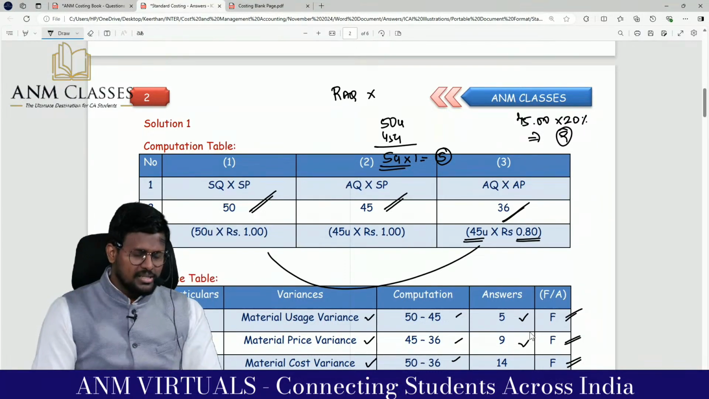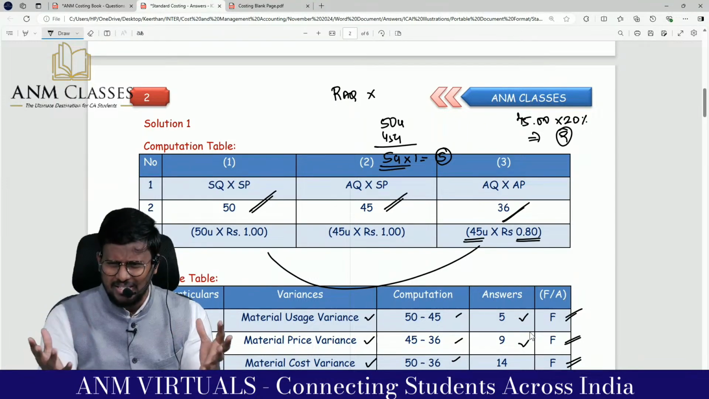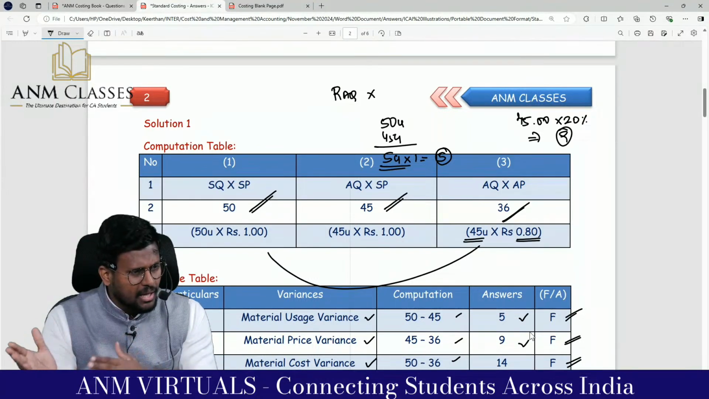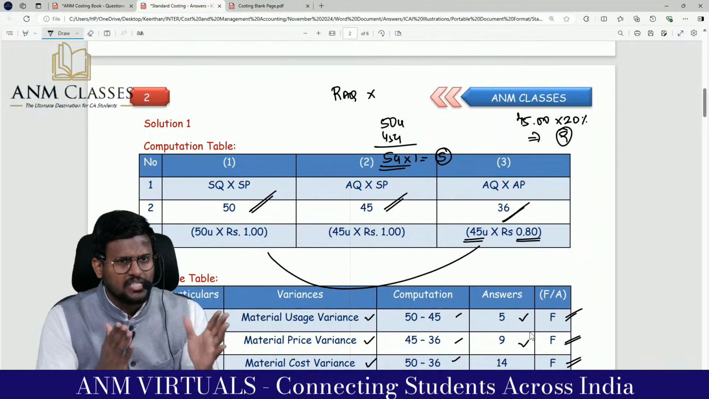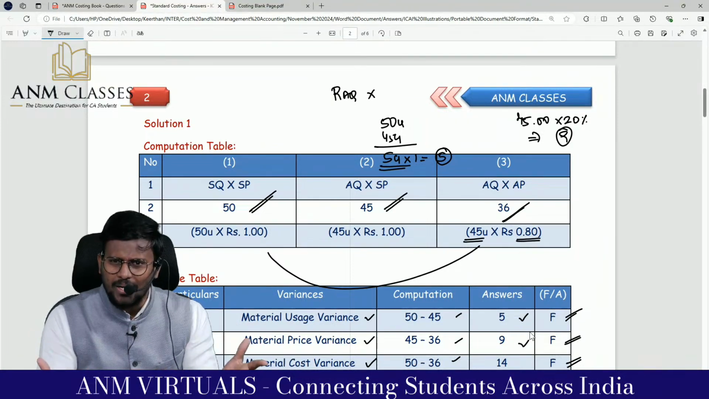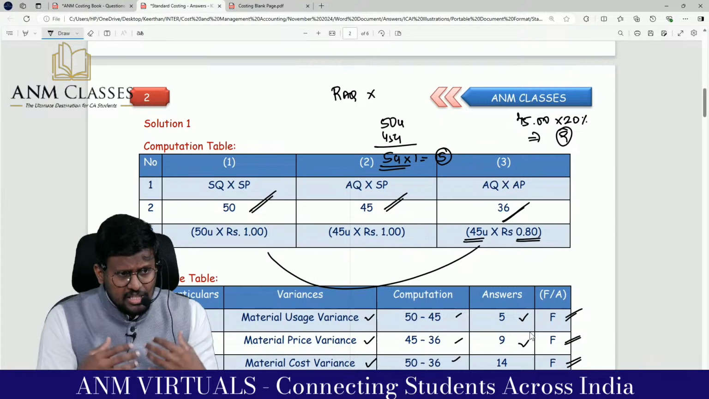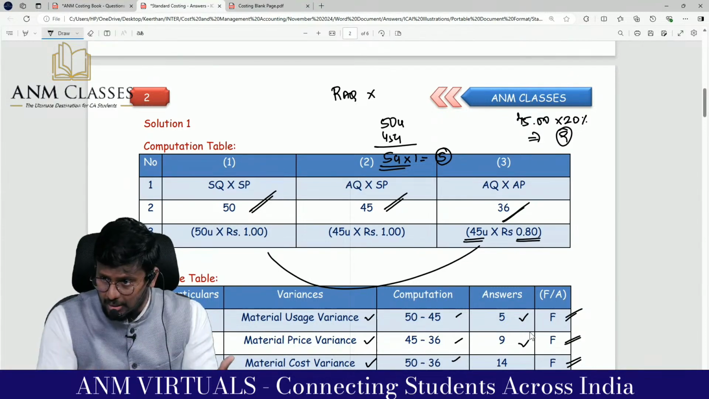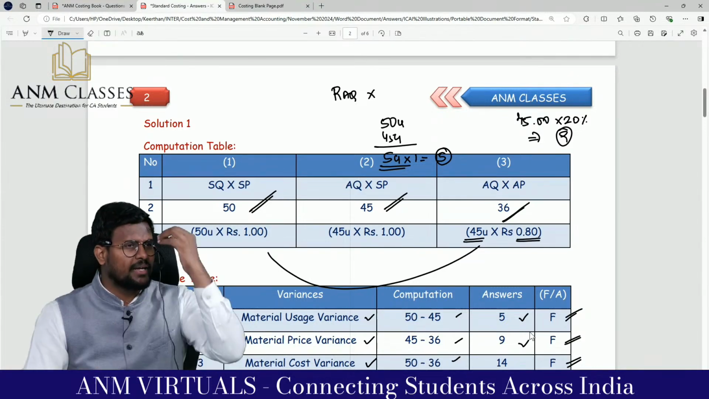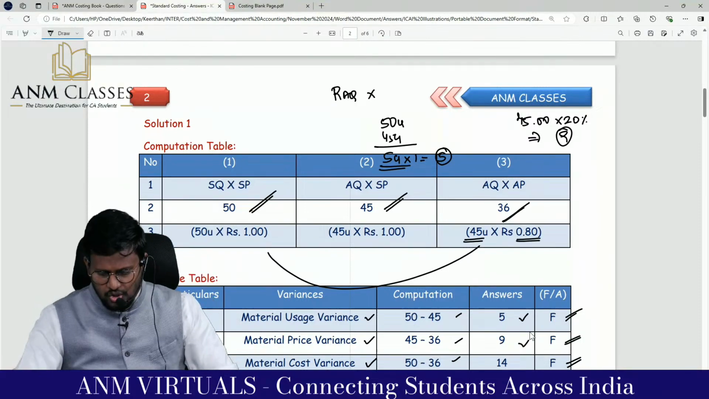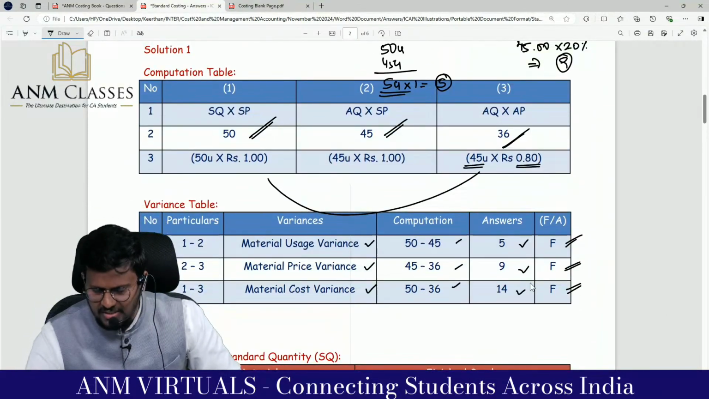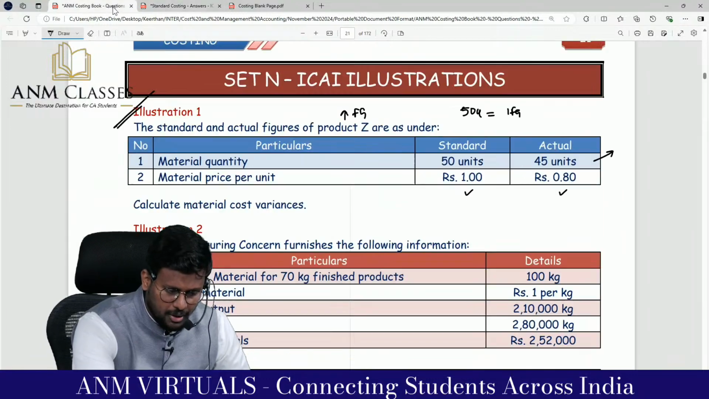Comfortable? Sir, material cost variance is nothing but material usage variance plus material price variance. Since both are favorable, put together we will get a material cost variance favorable, which is 5 plus 9 comes to 14. Are you comfortable? Yes, sir.